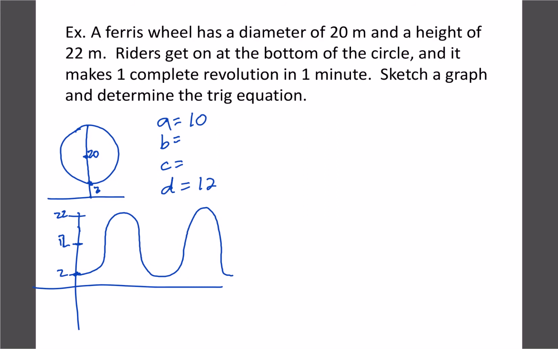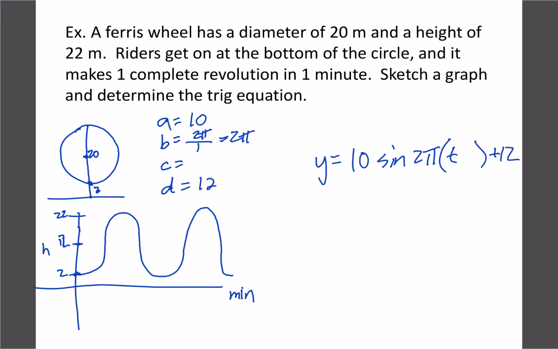So that's pretty easy. Our B value is 2 pi divided by our period. And our period in this case is 1 minute. So we just have 2 pi divided by 1, as long as our values are in minutes, which it should be. And our height would be in meters. That's it. So all we got to do now is figure out our C value. So we've got our y equals 10 sine 2 pi, time, or x, whatever we want to call it, plus or minus something, plus 12 for our d.